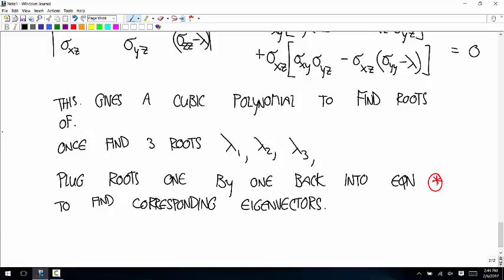So it's like you're going to say lambda or something? This gives a cubic polynomial to find the roots of. Oh, to find the roots of. That's just bad grammar. Oh, okay. Yeah, to find the roots, lambda, gives a cubic of which to find the roots. Okay.